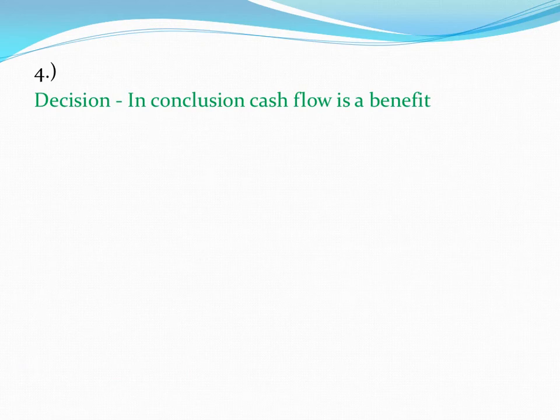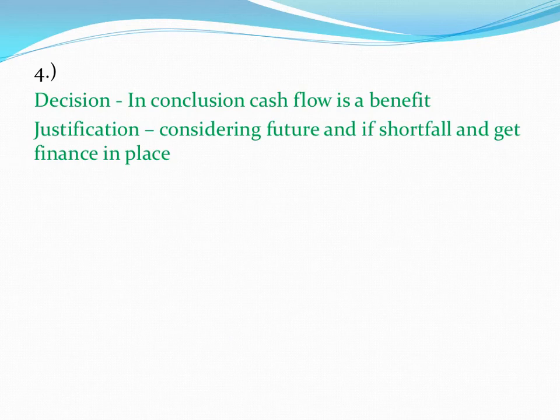Now, with the conclusion, we've got to make a decision first of all. In this case, I'm concluding that cash flow forecasts are a benefit. I've then got to justify. With the justification, we've got to first of all make a brief summary of the argument that we had before, and what we did say before is that it would be a benefit because it's considering the future. If there's a shortfall, then XYZ could potentially get finance in place.